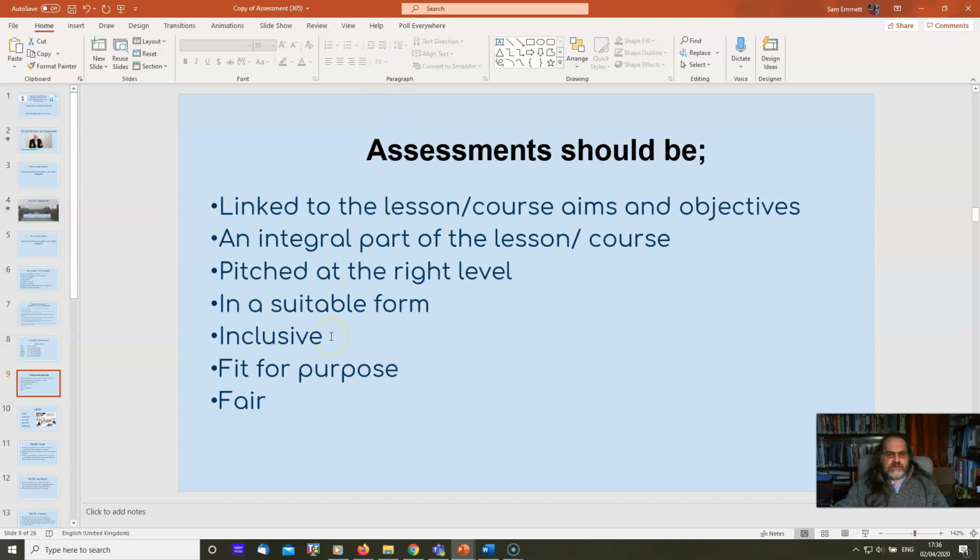They need to be inclusive, and this is really important. We need to pay attention to what our learners are able to do. It's no good doing a written examination for somebody who is blind. We also have to pay attention to ADHD, dyslexia, dyspraxia, dyscalculia, and therefore we need to design and make sure that our assessments have inclusivity built into them, or can be adapted for inclusive use.